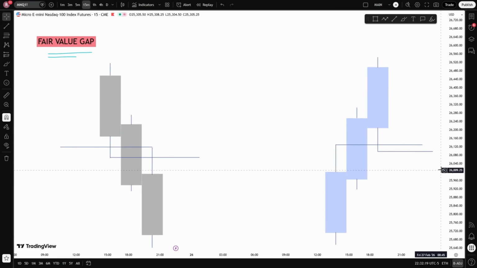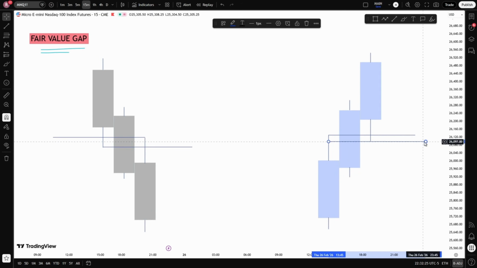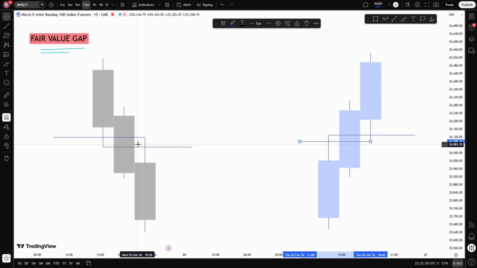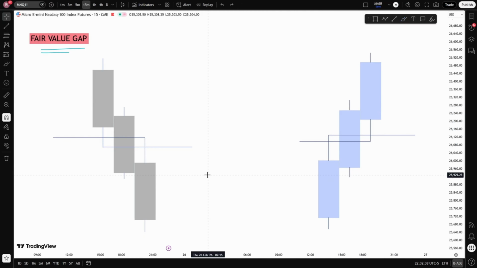So to simplify it, if there is clear separation between the first and third candle, that creates a fair value gap. If there is overlap between the first and third candle, there is no fair value gap. That space between them represents inefficiency in price delivery, and that is what we look to trade. Now that you understand exactly what a fair value gap is and what it is not, let's go over a few chart examples and see how they form in real market conditions.